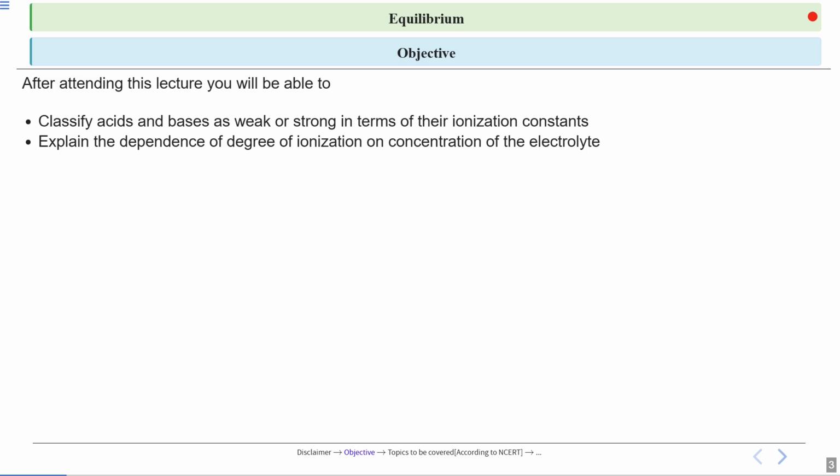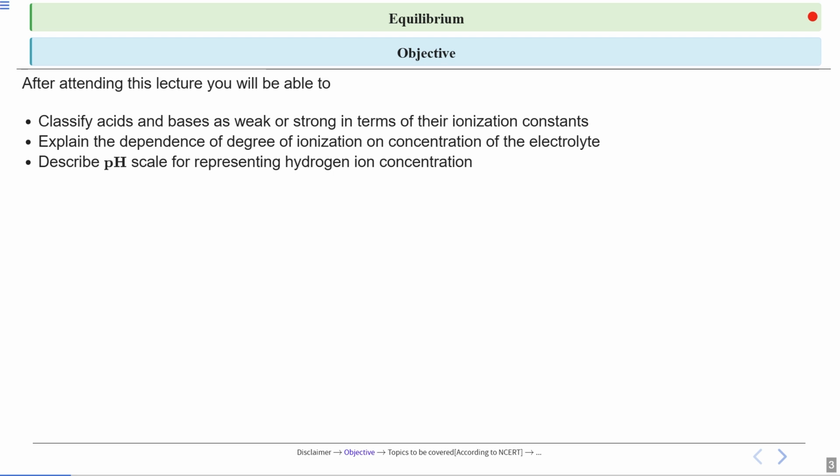After that, we will look on to degree of ionization. So to understand this ionization constant in terms of degree of ionization is very important, and this will end up to a very important formula which we will see in this lecture.